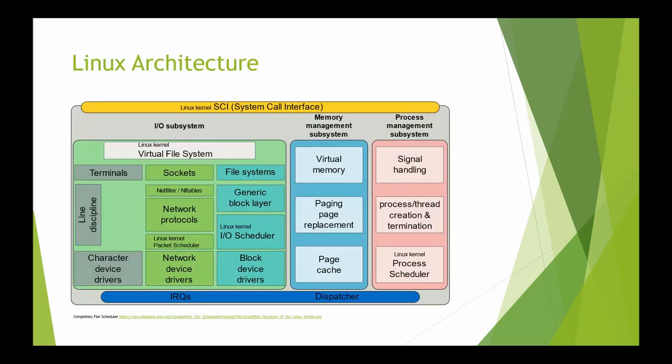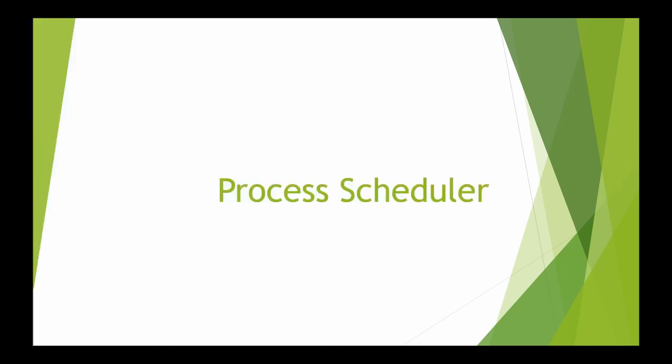In this slide, we can see a diagram of the Linux architecture. We can see that it is comprised of three main subsystems: the input-output subsystem, which controls the input-output devices such as network, storage, and human interface; the memory management subsystem, which controls the RAM; and the process management subsystem, which controls the way that processes are executed in the CPU. To access these subsystems, the Linux kernel provides a system call interface, which is an API that programmers can use to control the hardware. Now, let's explore the process scheduler, which is part of the process management subsystem.